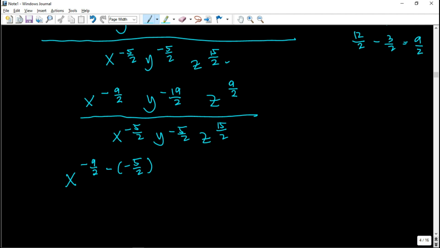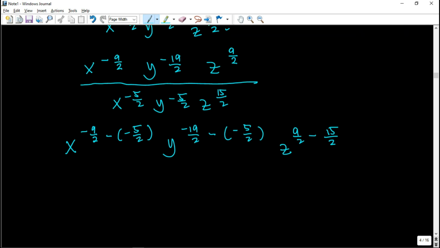So, that is negative minus negative 5 halves. So, times y, dito negative 19 halves, minus exponent ng denominator which is negative 5 halves. So, times z, you have here 9 halves minus the exponent of z sa denominator, that is 15 halves. Ayan. So, let's just simplify and we have the final answer now.